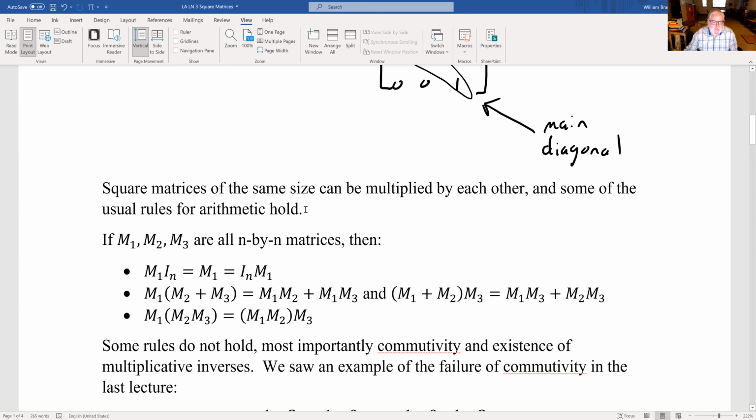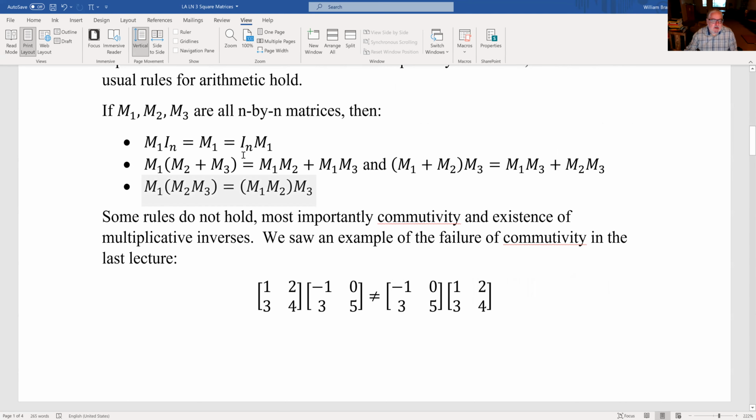Multiplication: if you have square matrices of the same size, you can multiply them by each other, and some of the usual rules for arithmetic hold, right? If you multiply a matrix by an identity matrix, you get the matrix back. You can distribute matrix multiplication, and you can do associativity. It doesn't matter where you put the parentheses here: if you multiply m1 times m2 and then times m3, or m2 times m3 and then m1.